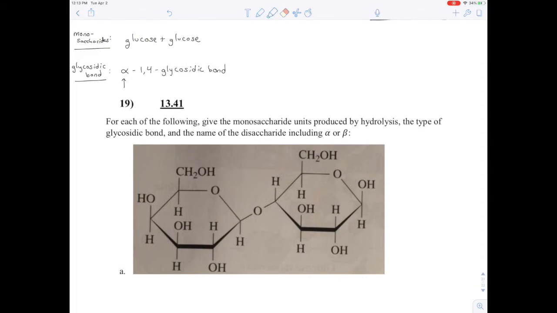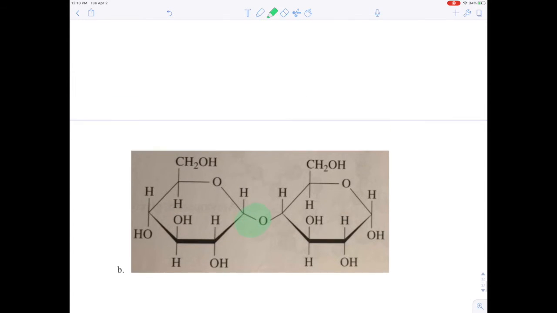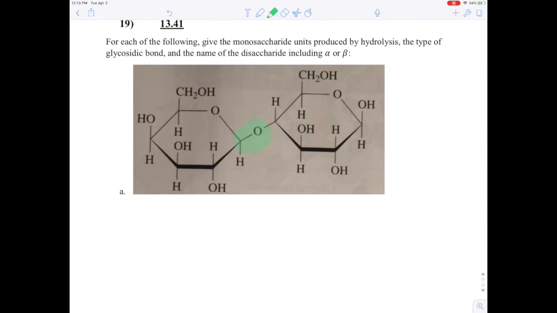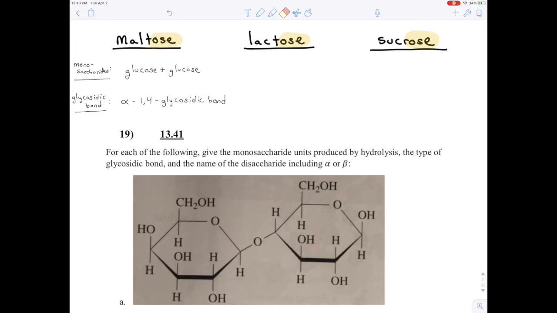Okay, so in maltose it's going down. When it's going down, it's alpha. Yeah, going down is alpha. If the O is going up, it's beta. So that's beta, this is alpha. So maltose is connected by an alpha glycosidic bond.